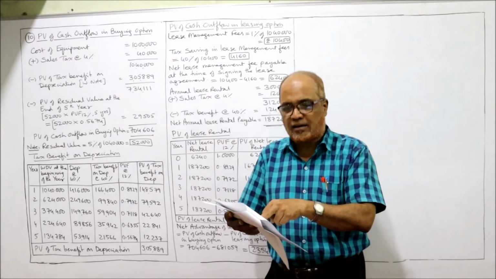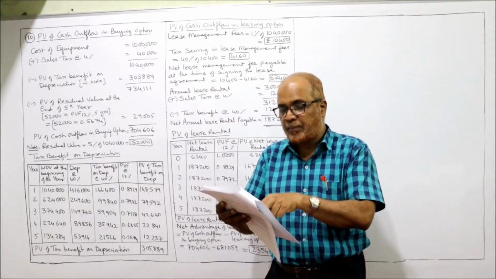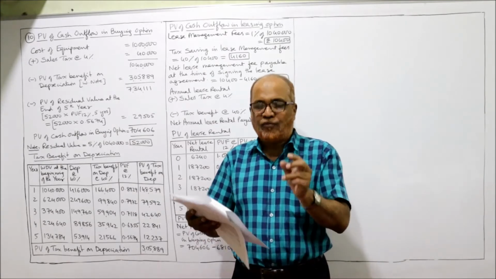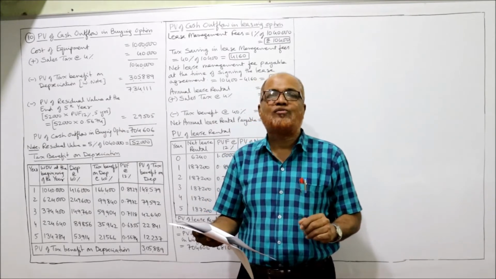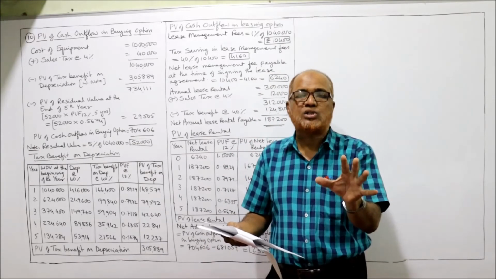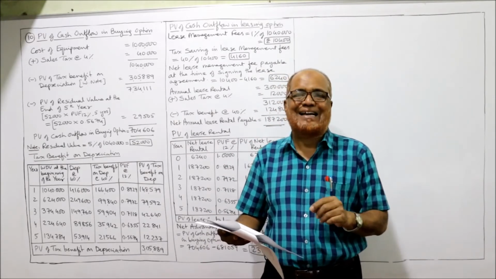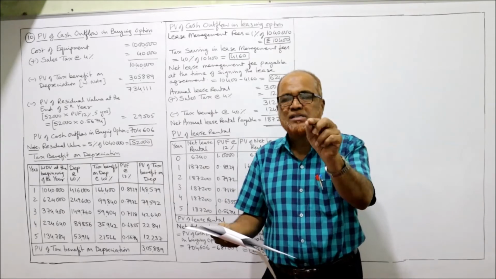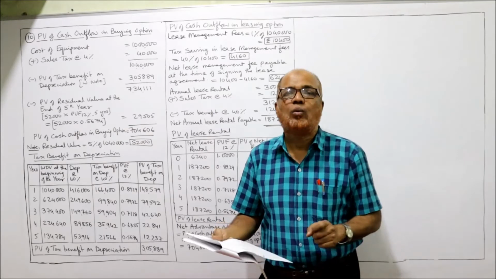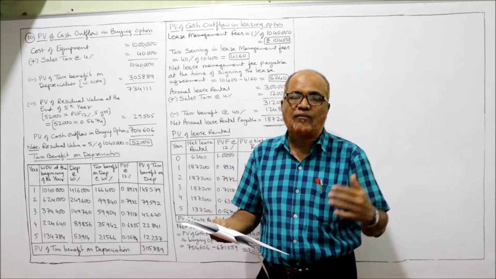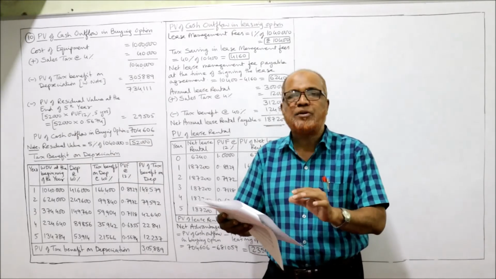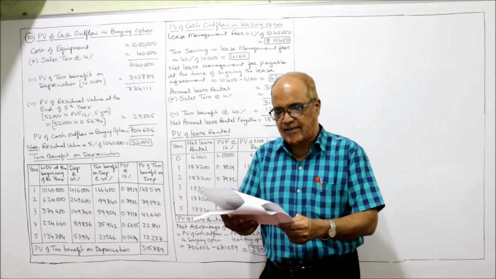The cost is 10 lakh plus this 4% sales tax. So 4% of 10 lakhs comes to 40,000. So 10 lakh 40,000 is the total cost of the equipment including sales tax. So 5% of 10 lakh 40,000, that is the residual value at the end of the 5th year. These are the information given for buying the asset.